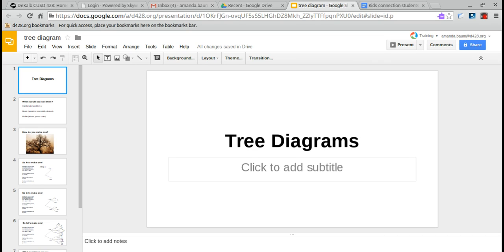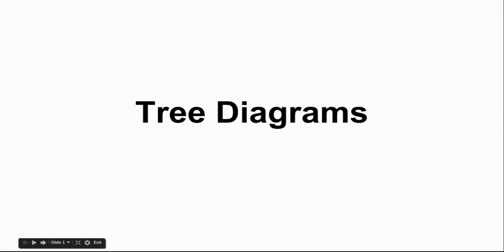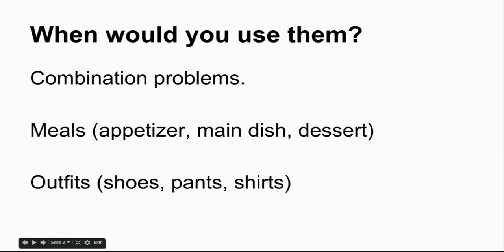So today we are going to talk about tree diagrams. Tree diagrams are organizational tools to help you find the probability when you're looking at combination problems. For example, if you went to a restaurant and had a certain number of appetizers, main dishes, and desserts to choose from, and you wanted to know how many possible meal combinations you could order.